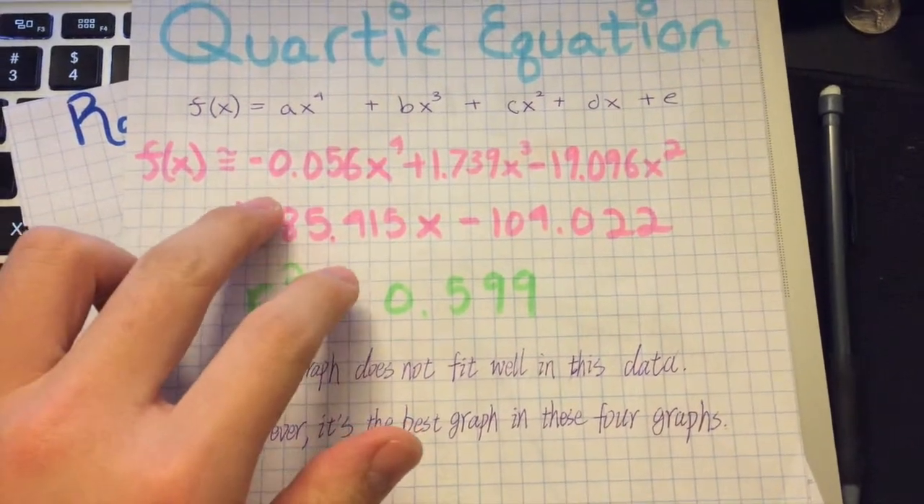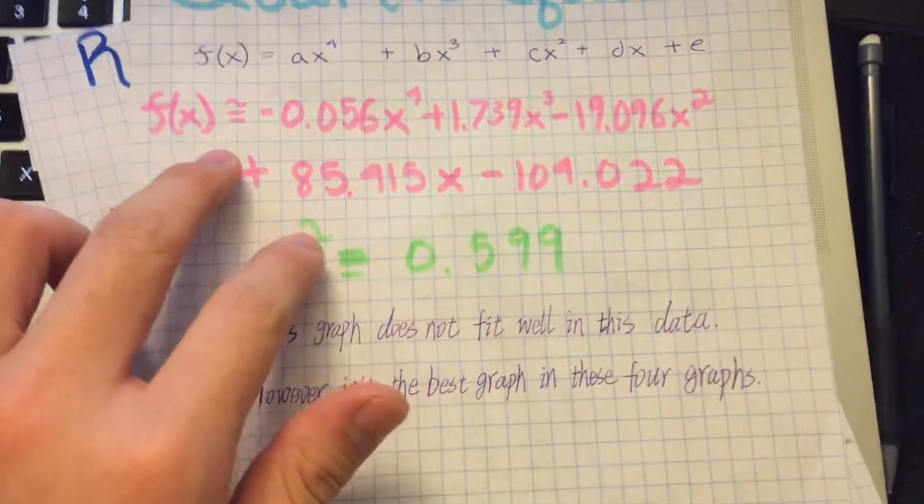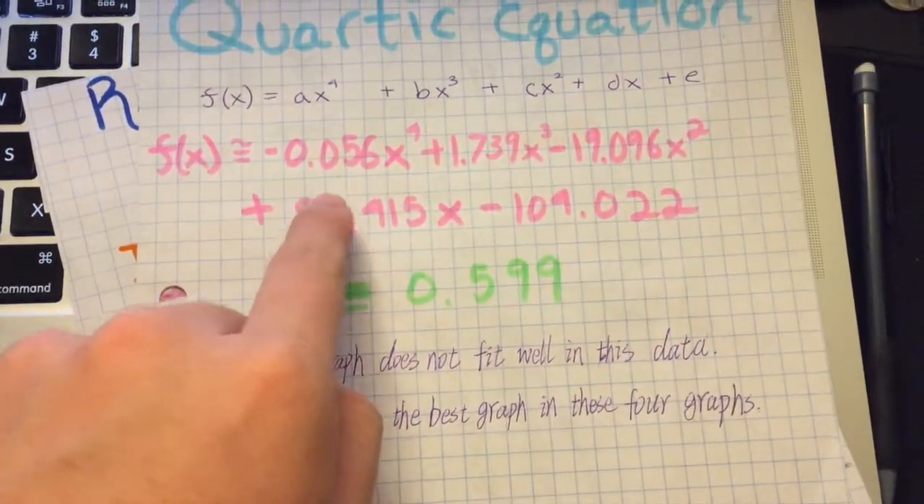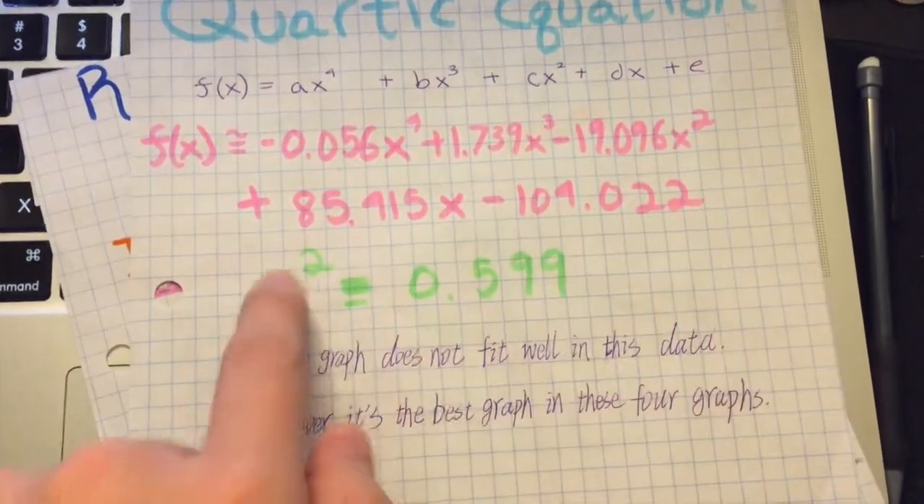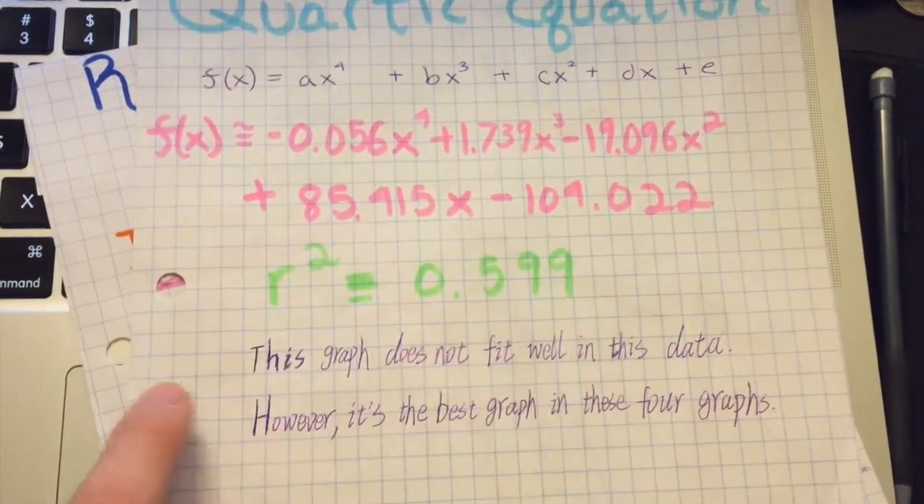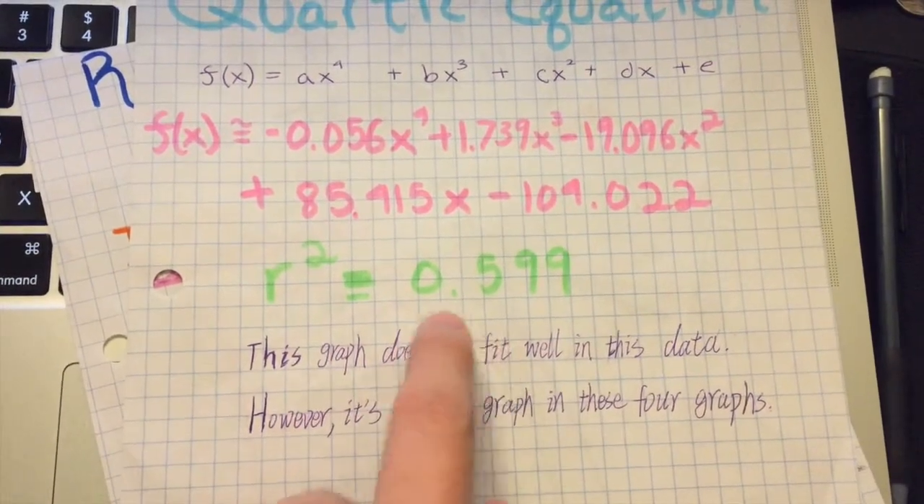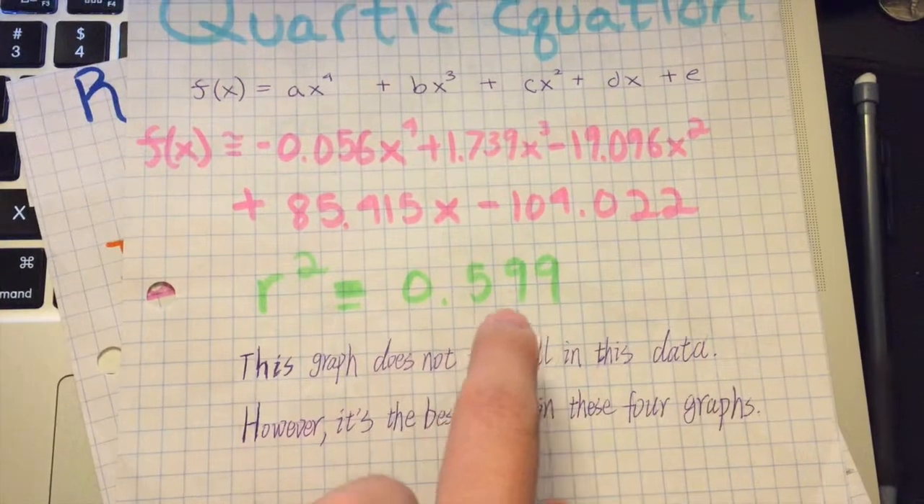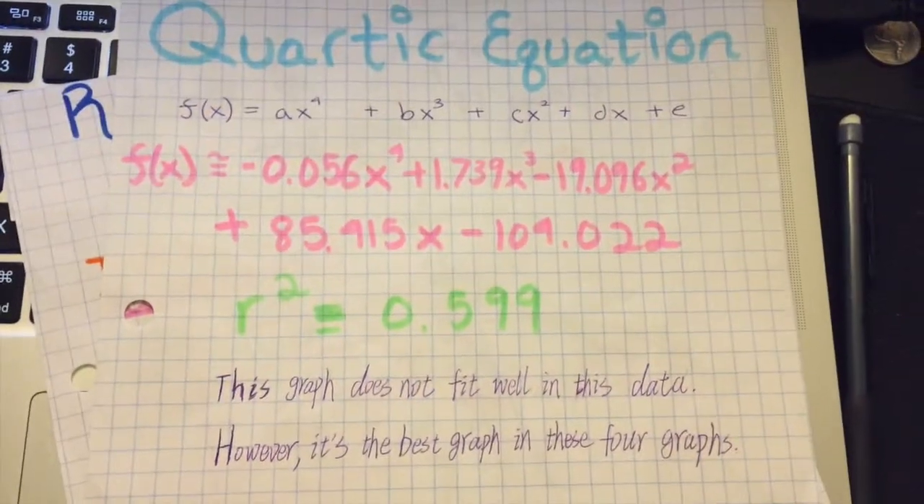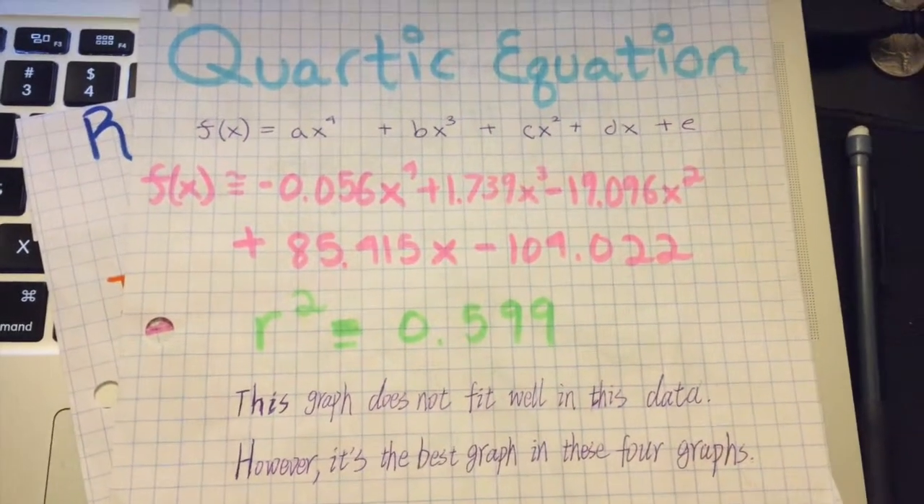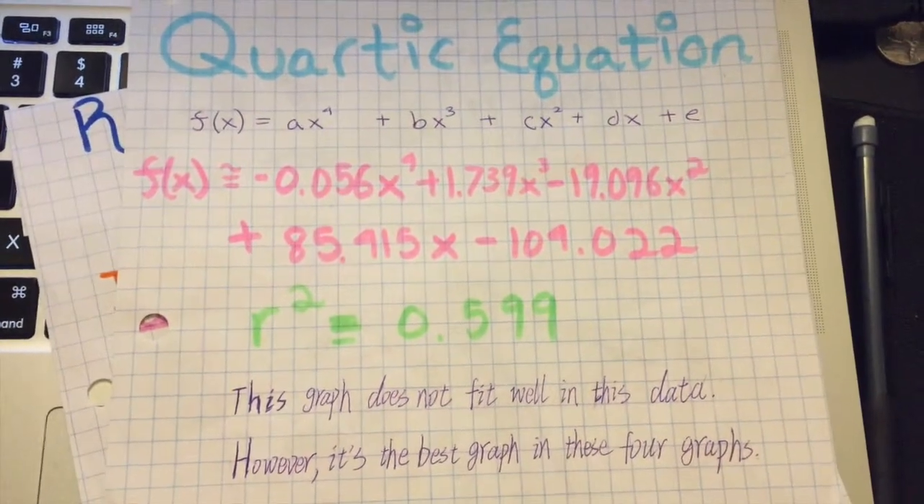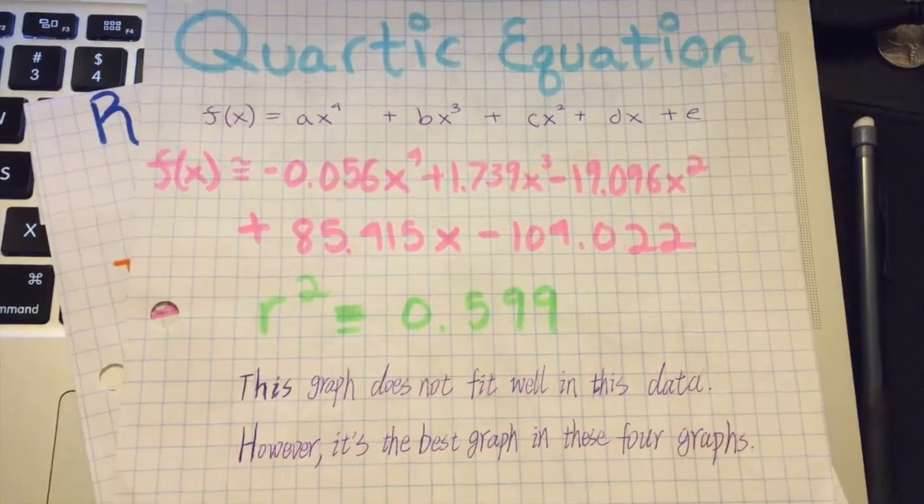After we put the data in the calculator, we can see f of x is a, b, c, d, and e. So the r squared is around 0.599, and this one is not the best fit, but among these 4 models, this one is the best.